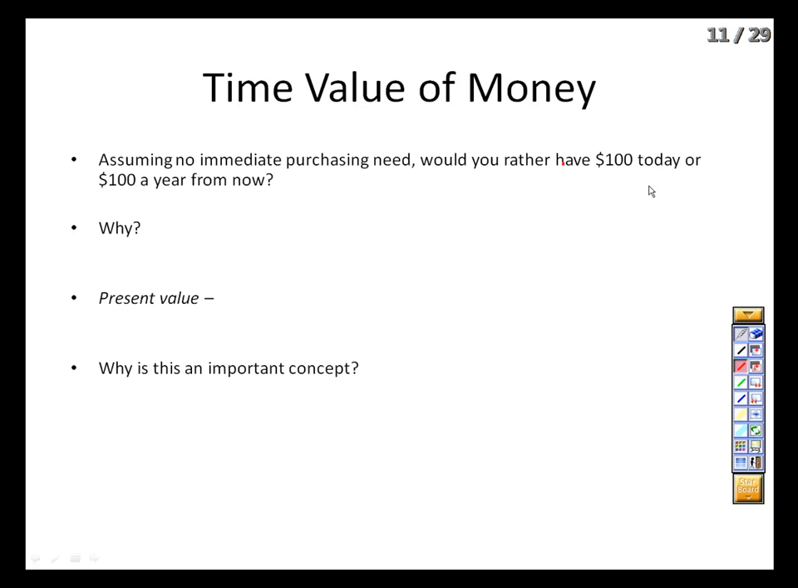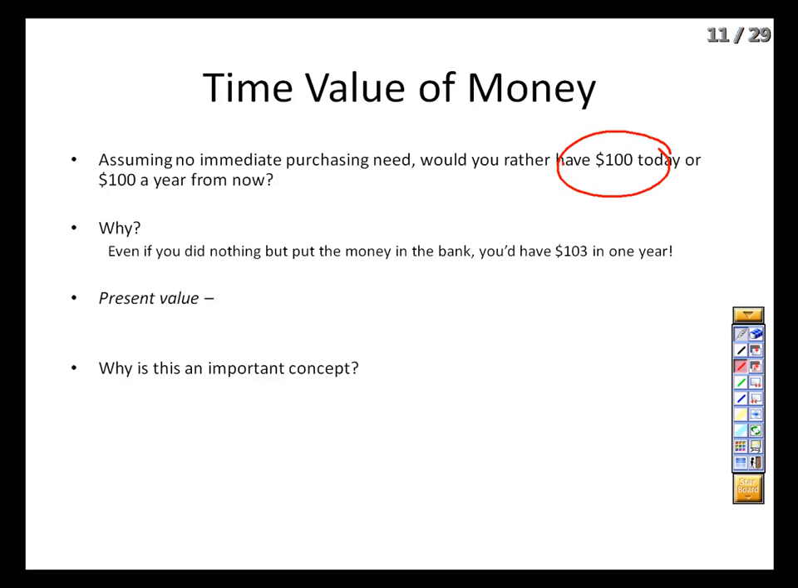Now here is where the book leaves off, which in my opinion is insufficient. So we're going to do a little off-roading, a little digression on what is called the time value of money. Let's say that you have no immediate purchasing need, and I offered you $100 today or $100 a year from now. Which would you prefer? Well, the money today seems like a pretty good deal. Why? Well, because we could take that $100, we could stick it in the bank, and at the end of the year, we'd have $103 instead of $100.